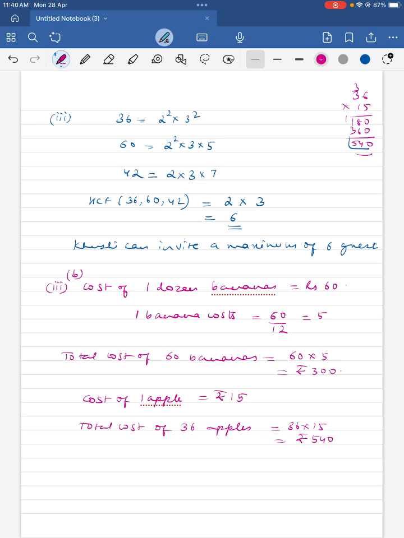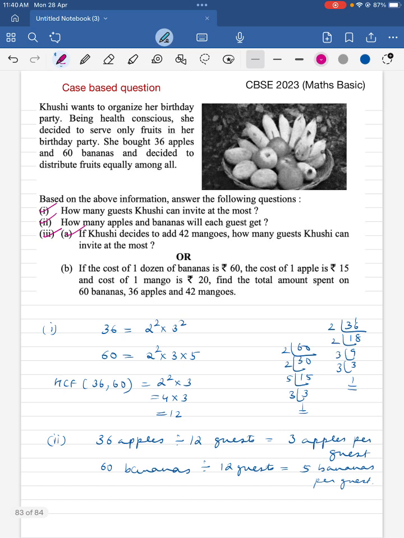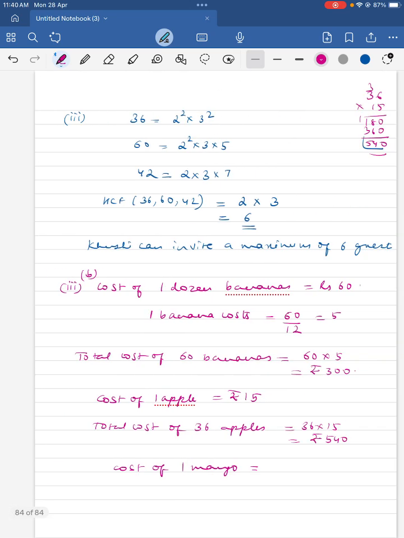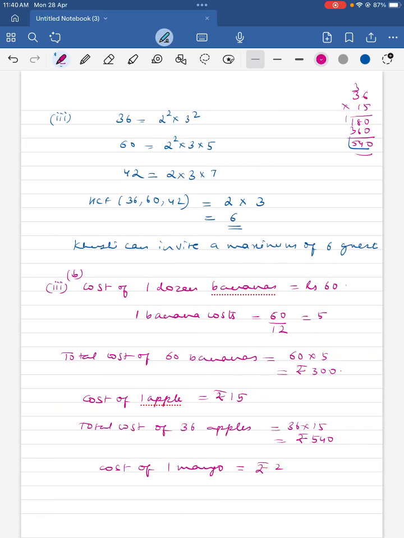And the total cost of 42 mangoes would be, cost of one mango is given to be equal to rupees 20. So the total cost of 42 mangoes would be equal to 42 times 20, which is equal to 840 rupees.